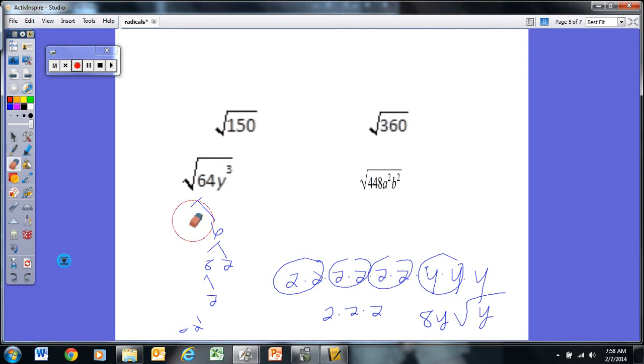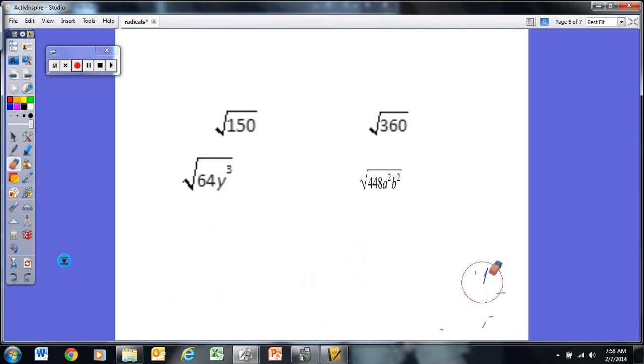Okay, let's do the next one. What goes into 448? I have no idea. Actually, I know that 4 goes into it. You probably would start with 2 because it's even and that's just what you do, which is fine. But I know that 4 goes into it, so I'm going to go 448 divided by 4 is 112.